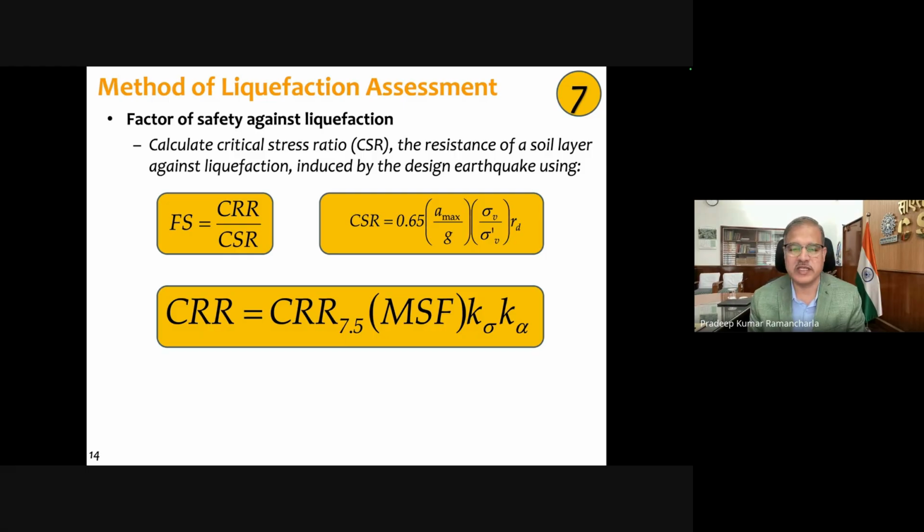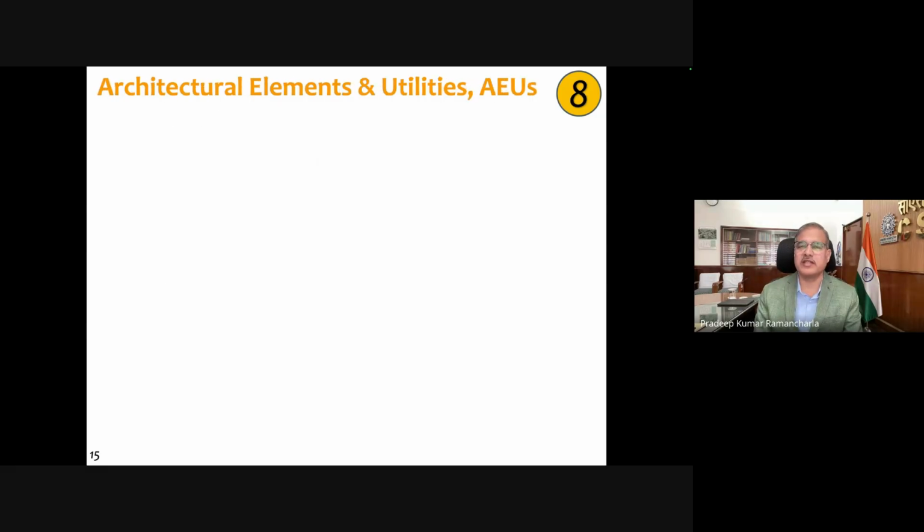This has been given by Seed and Idriss, and the CRR value is linked to soil conditions, that means resistance, how much it will resist. The standard value is given for a magnitude 7.5 earthquake, and based on what magnitude and what intensity we are designing, this magnitude scaling factor will be used. So that is the method for liquefaction potential assessment.